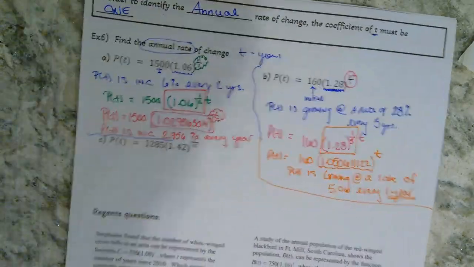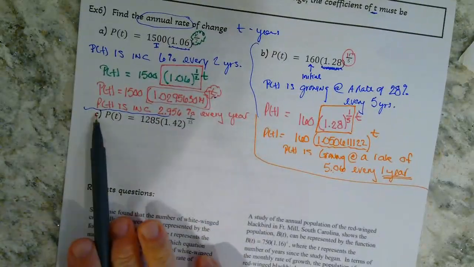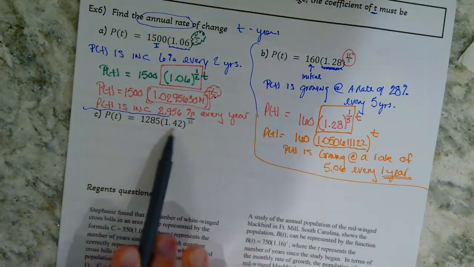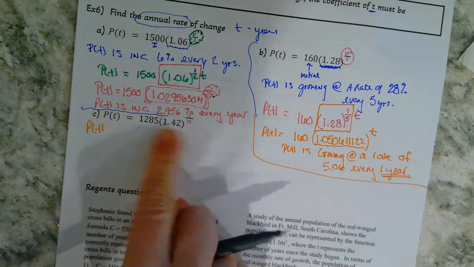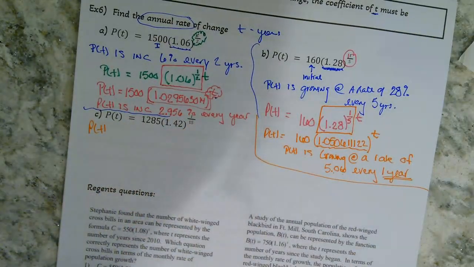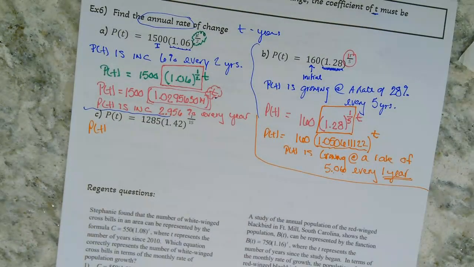All right, great time to pause and try C on your own. So I want you to do the same thing. Describe what you have here. So just take a moment and describe what's happening to P of t and how often it's happening, and then convert it to annual. Convert it to annual. So I'm going to pause the video, you pause your video, and turn it back on in a minute.